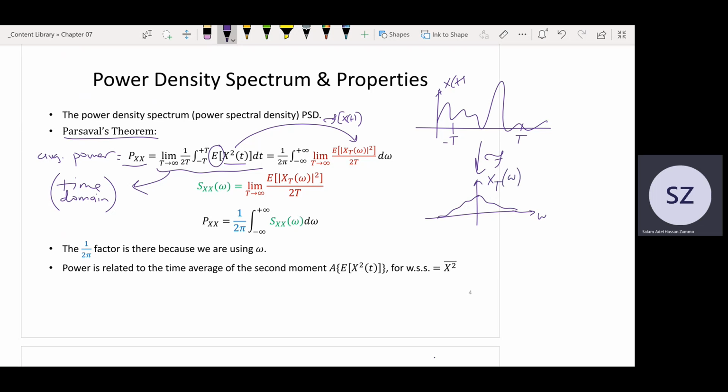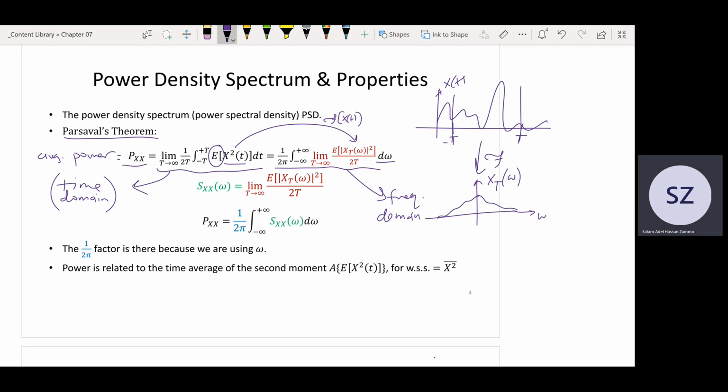So simply I take a specific time segment, take the Fourier transform, and I get X_T of omega. Now, if I take the expected value of it, it means that I run this for different realizations. Then I divide by 2T and take T to infinity. I consider a long enough segment, and then I integrate over omega, and I will get again the average. So this is in the frequency domain, calculating the average power, and here in the time domain. Is the difference clear, guys?